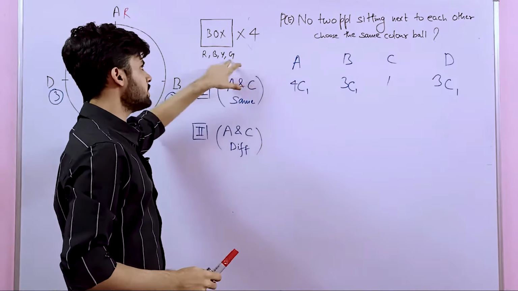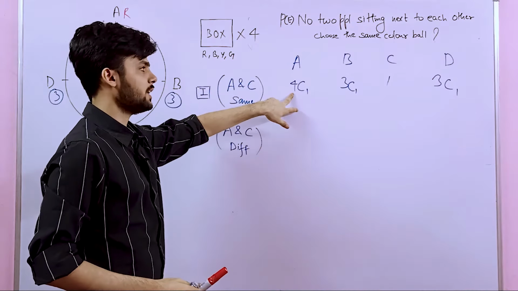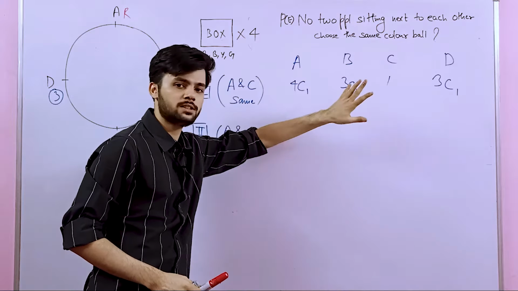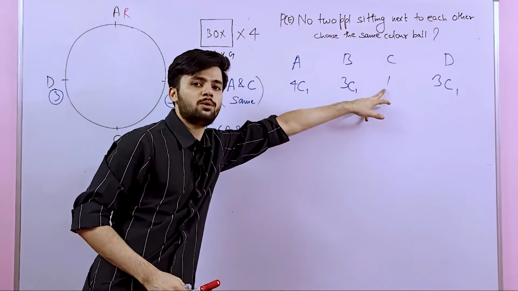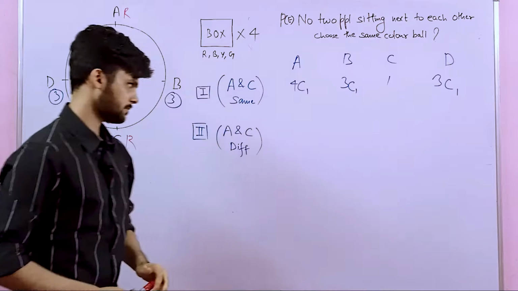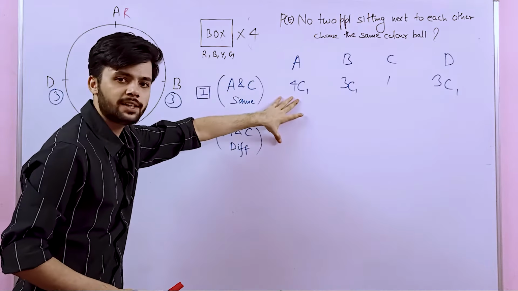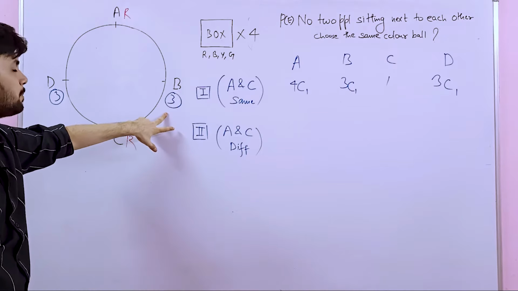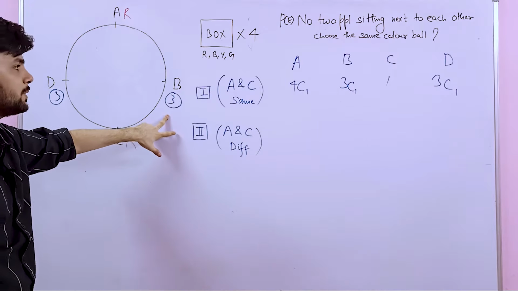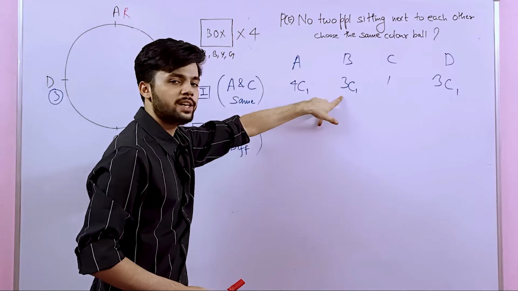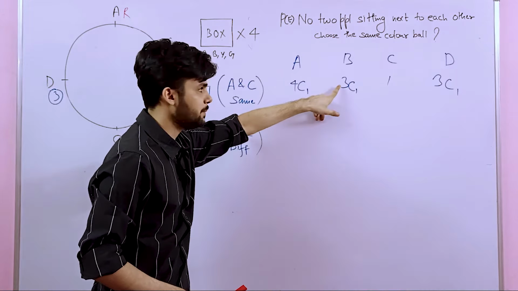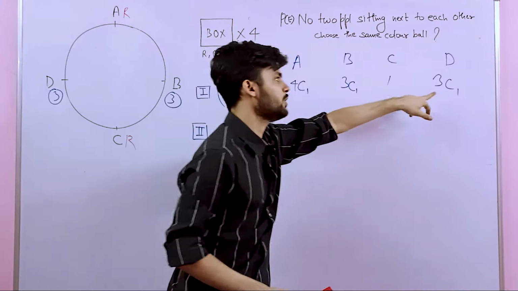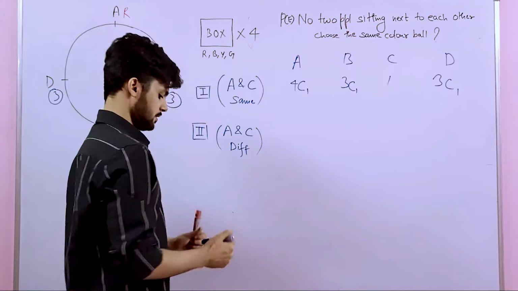So out of 4 balls, A can select a ball in 4C1 ways, right? If A has selected a ball, then C has no option but to select the same ball as A. Means it can select a ball in one way, right? Now, if A has selected a ball, then B has 3 options or 3 choices to choose from, right? So B is going to select a ball from 3 balls. Means in how many ways can B do that? That is 3C1. The same is going to be with D also, right?